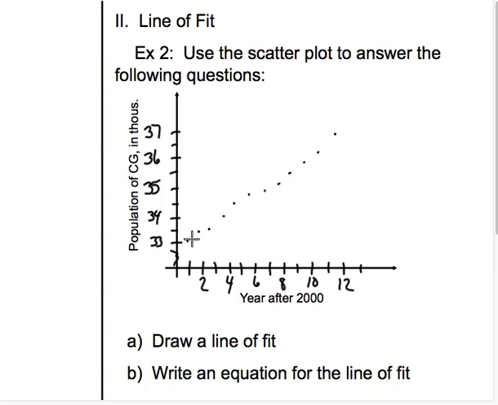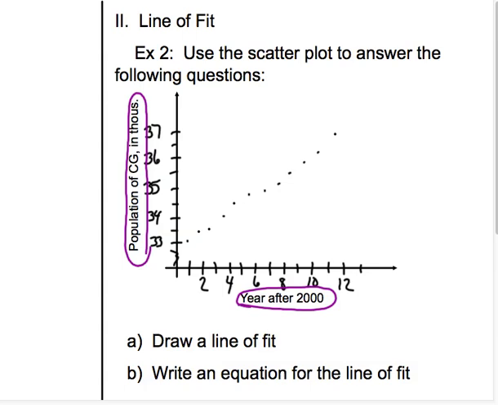Now we're going to take a look at how to use a scatter plot to interpret our data. So this data, we have the year after 2000, so note the x-axis on this one. Instead of using 2000, 2002, 2004, which just gives you big numbers to work with and doesn't give you any difference in your line, we're just going to shorten that up to year after 2000. And then notice our y-axis, population of Cottage Grove in thousands. So again, we're making our numbers smaller, a little bit easier to work with.